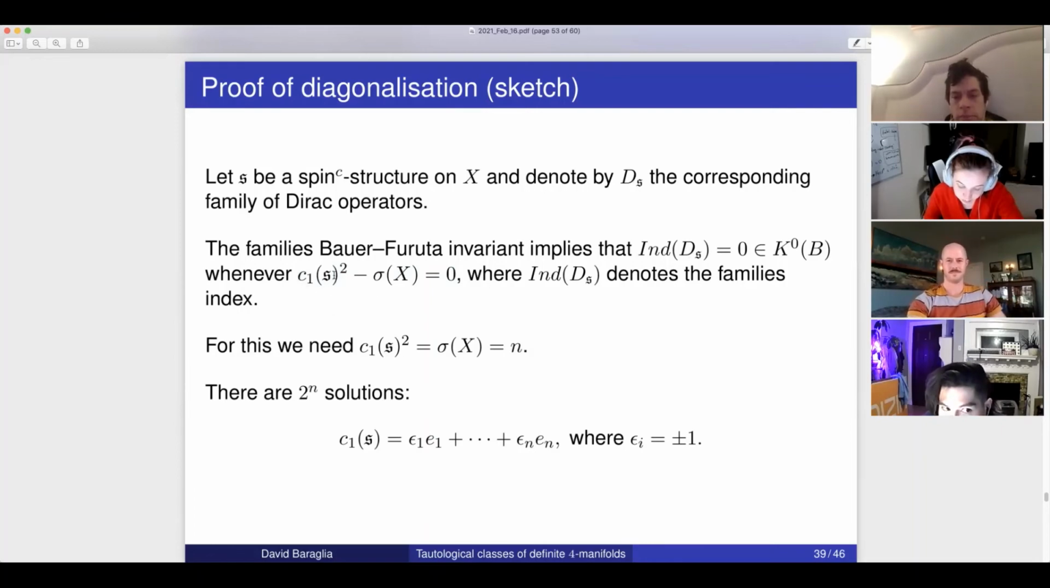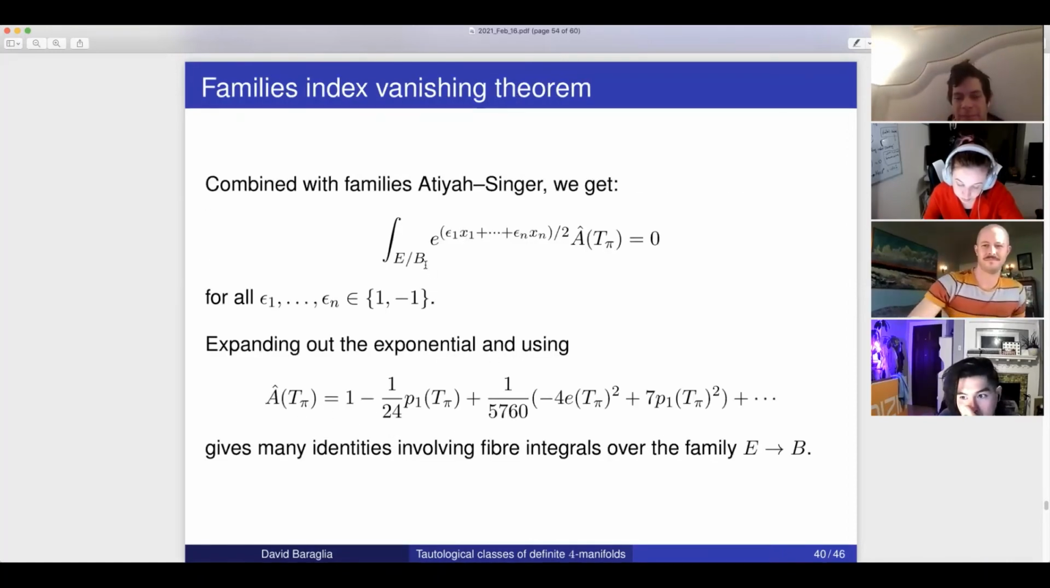Okay, so this condition is like saying c1 squared equals sigma, which is just n, and there are 2 to the n solutions. So c1 has to be a linear combination of e1 up to en, and the coefficients are all plus or minus 1. So there's 2 to the n choices. And then the index of D is given by families of Singer: e to the c1 over 2 times A hat. Okay, that has to be 0.